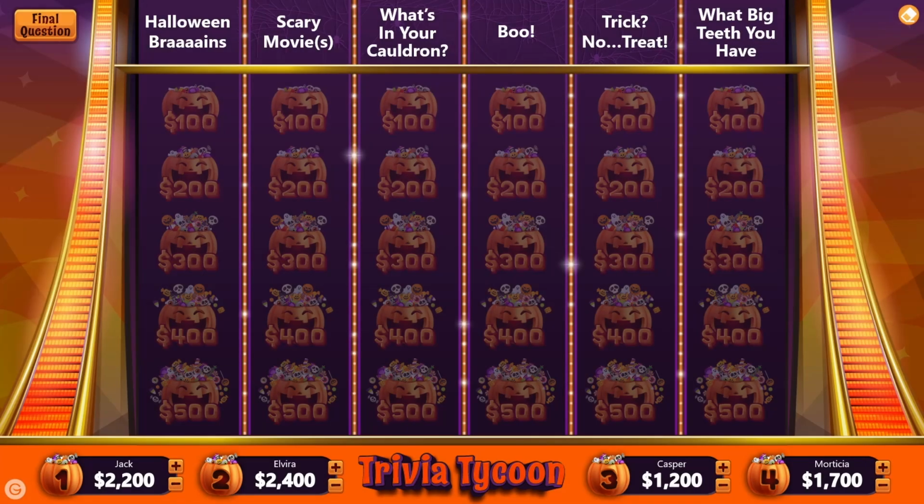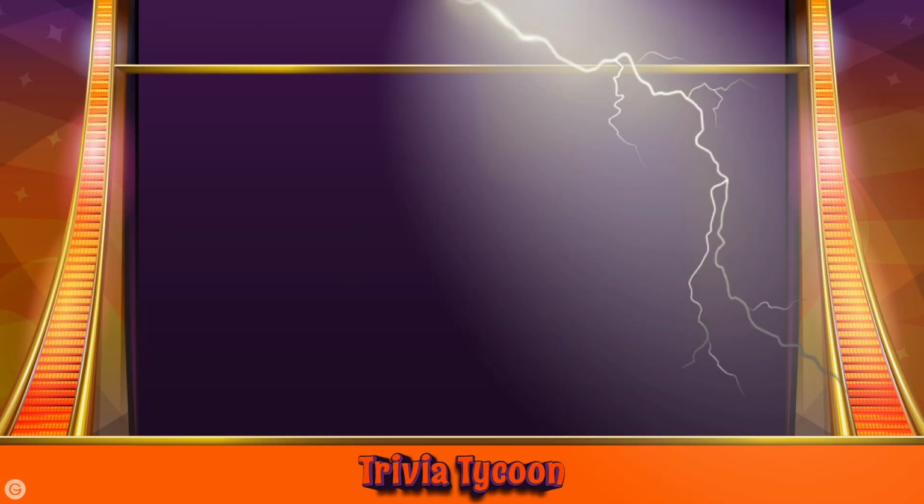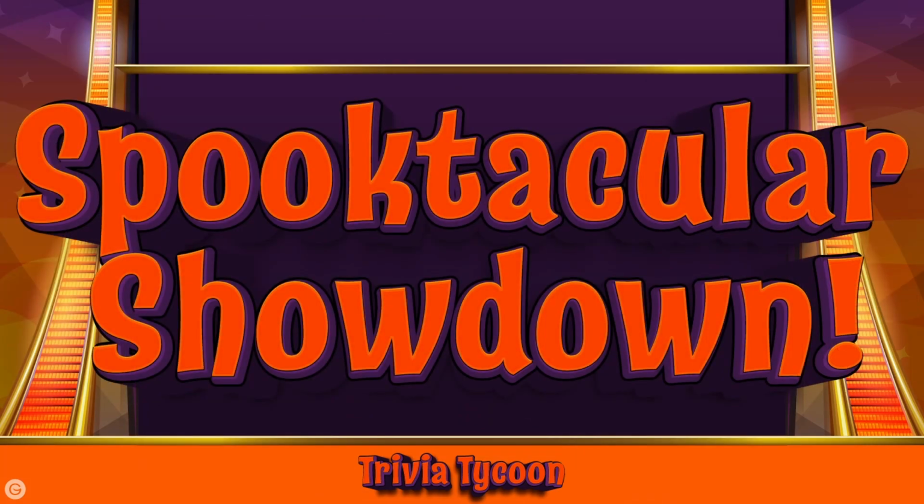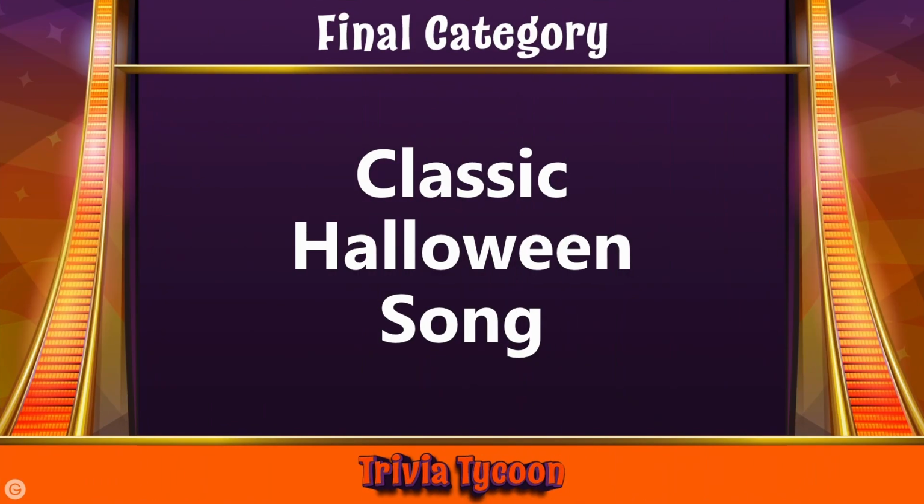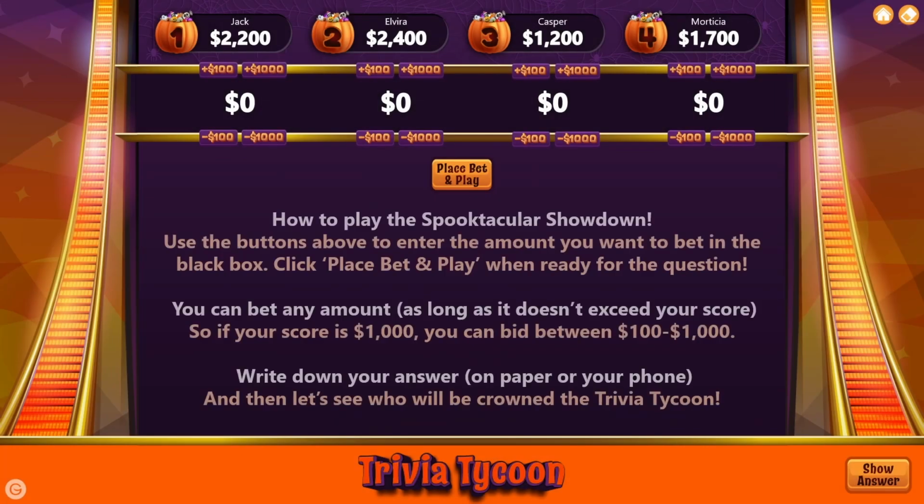Once you've completed all the questions on the board, you can click the Final Question button in the upper left corner to go to the Spooktacular Showdown. This is similar to the bonus Boo-nanza, except that all players get to place a bet. Again, they can bet any amount as long as it doesn't exceed their score.